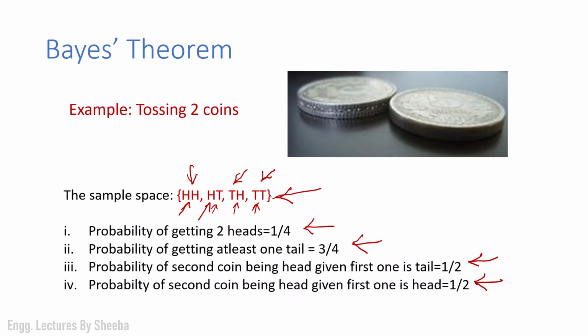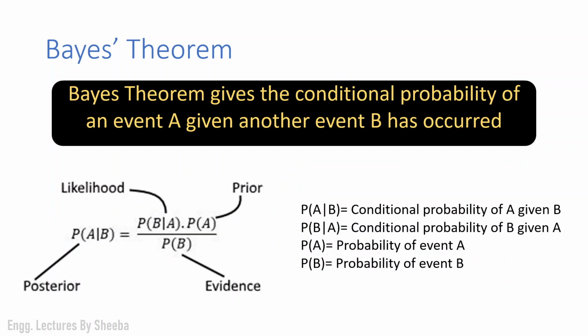This is a normal probability. You can see that the first 2 probabilities are the normal probabilities you are finding. But in the third and fourth cases, you are finding the probability given some condition. So these last 2 cases are conditional probability. Basically, what I was saying is that Bayes theorem is based on conditional probability. So the last 2 cases are conditional probability cases, wherein we can apply Bayes theorem. Bayes theorem gives the conditional probability of an event A given another event B has occurred.